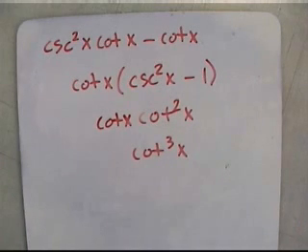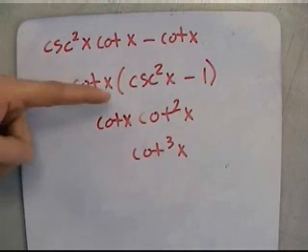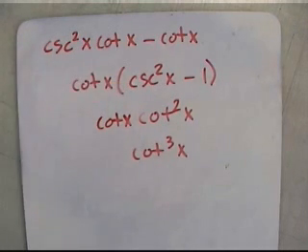Cotangent cubed of x. And you're done. Okay? So, factoring at the beginning might lead us up to a nice little Pythagorean identity. Might do some other things. And we're happy. What's up?